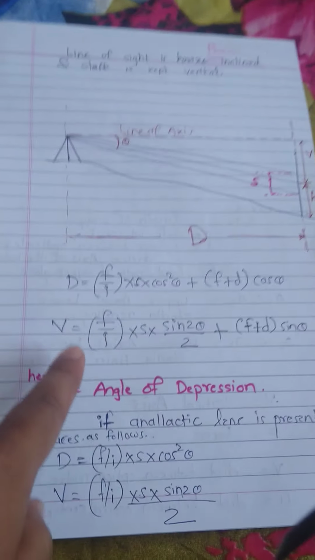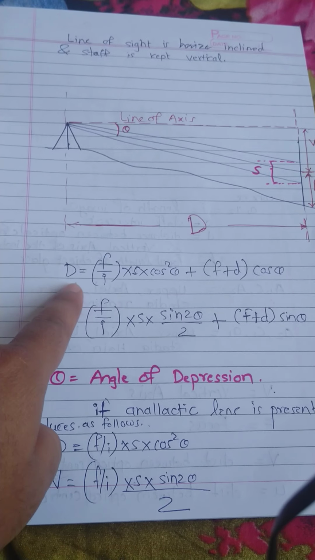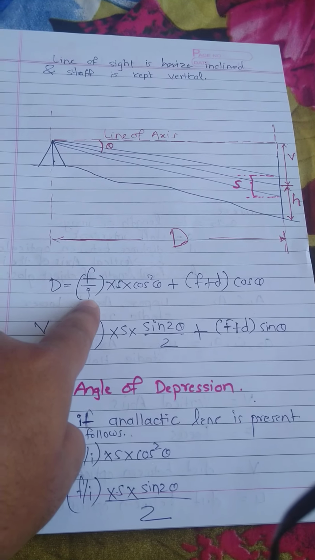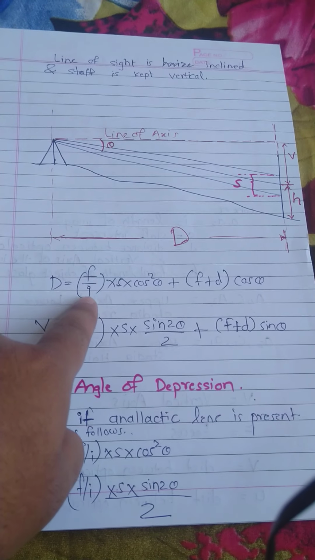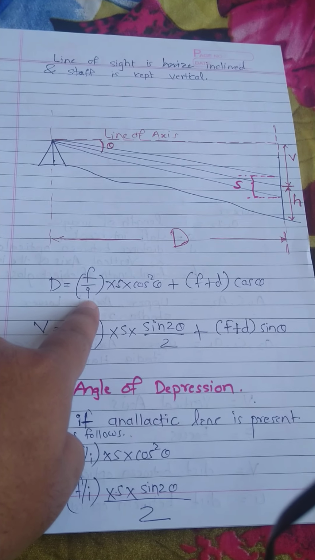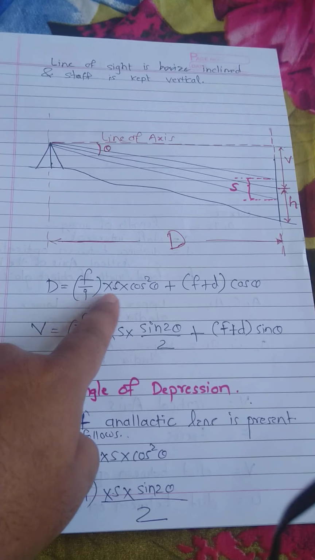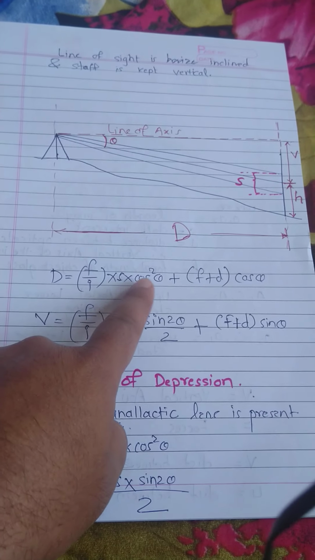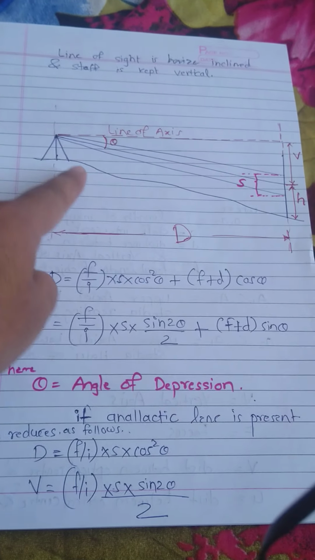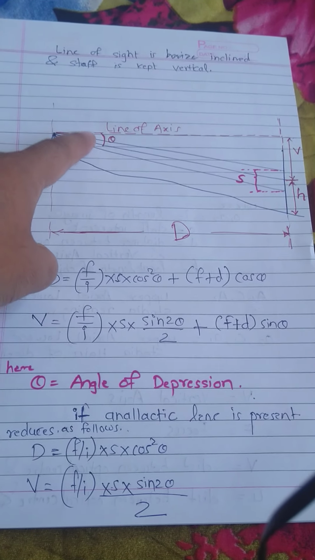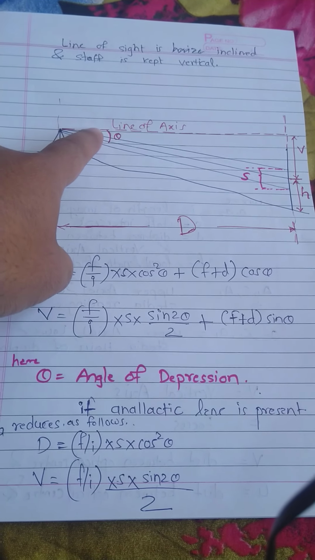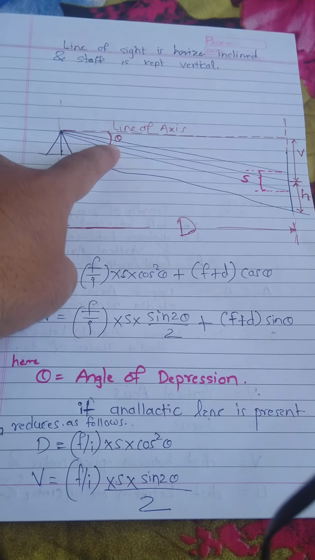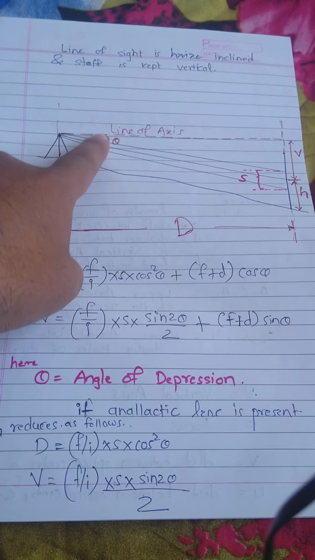So see here now the formulas which are used in tachometer. d is equal to f upon i, that is the multiplying constant, which is usually equal to 100, into s, where s is staff intercept, and cos square theta. Now theta is the angle of elevation between line of sight or the axis of instrument and the central hair reading. So this angle we have to note down in the tachometer.